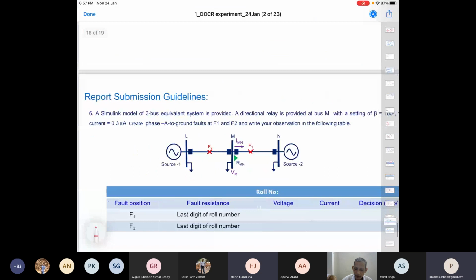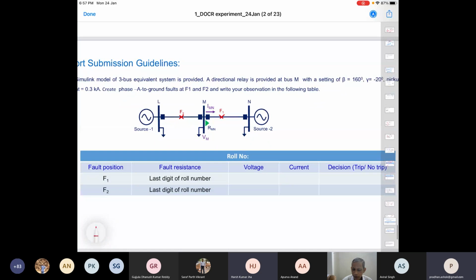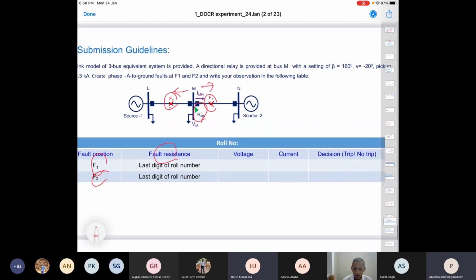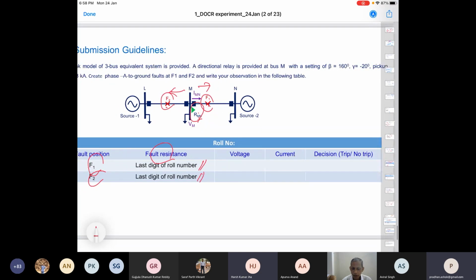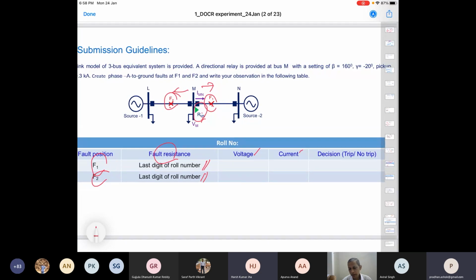Then we can have a Simulink block from this perspective, in which you can create faults F1 and F2. The Simulink will be provided to you, as last time. We create faults at F1 and F2 with respect to this relay. This is the measurement point for the relay, F1 is a forward fault and F2 is a reverse fault. For F1 and F2, you create faults with your fault resistance value given by the last digit of your roll number, the way we did, and note down the corresponding voltage and current, and see whether the decision is trip or no trip.